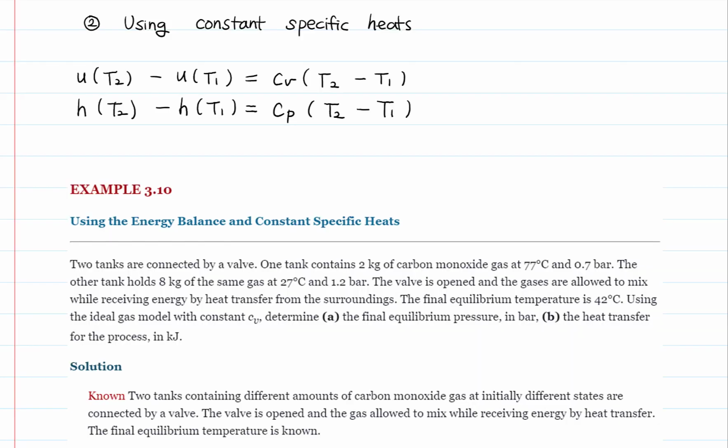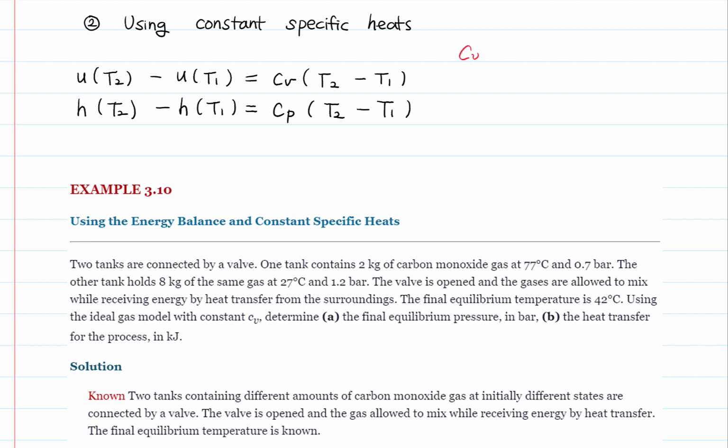Let's take a look at the second method. We're going to take specific heat as constants, and this is an approximation of specific heat. So actually the specific heats are dependent on temperature. But by assuming that the specific heats are constant, the analysis will be simplified. From the definitions of constant volume specific heat, we can find the relation between the internal energy and temperature.